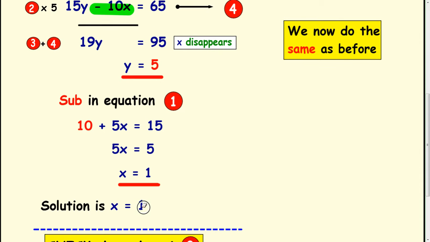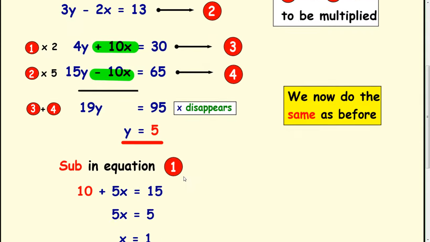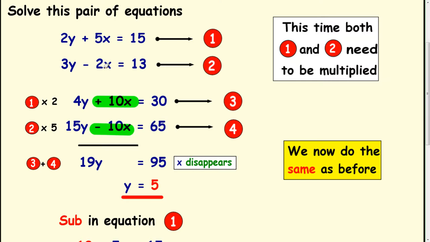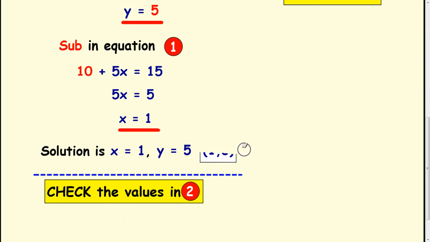So the solution is x is 1 from here, and y is 5. And the point of intersection, where the two straight lines cross over, if they were drawn as straight lines on a graph, would be (1, 5).